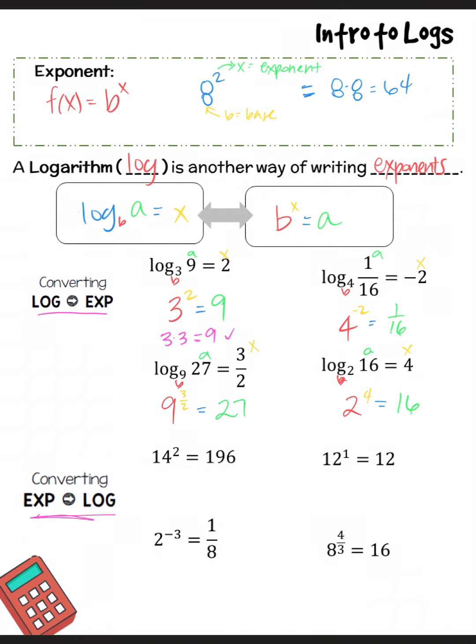Let's go from exponential form into log form. Again, we're going to just label the same things and then put them into our log. So we've got 14 to the 2nd power equals 196. So our 14 is our base, the 2 is our x, that 196 is our a. So we've got log base 14 of 196 equals 2.